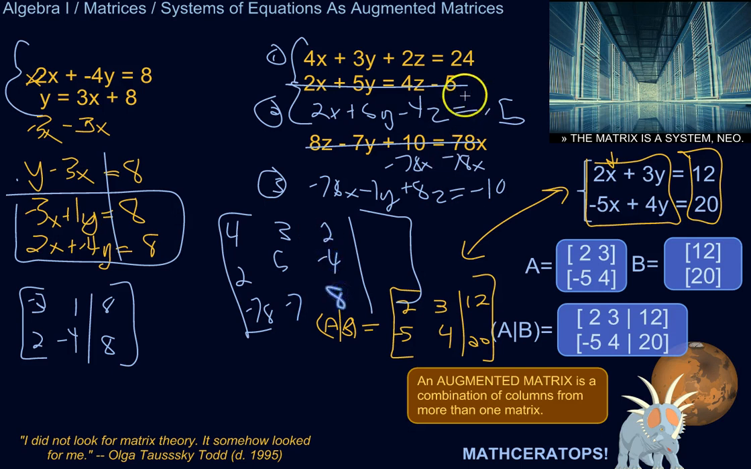Sorry, it's a little messy. 24. What is this? Oh, that's negative 5. Yeah, sorry. It's important to do math neatly so you can see what you're doing, especially with matrices, where you'll be doing all kinds of crazy stuff. 24, negative 5, and then negative 10. So that would be the augmented matrix.